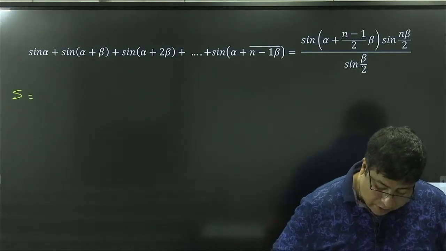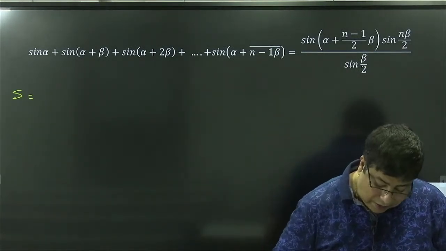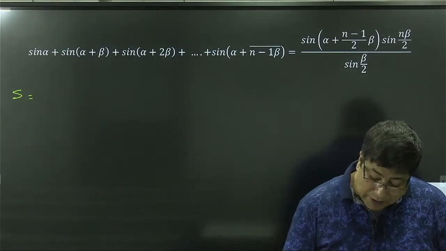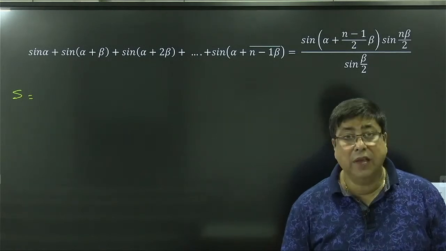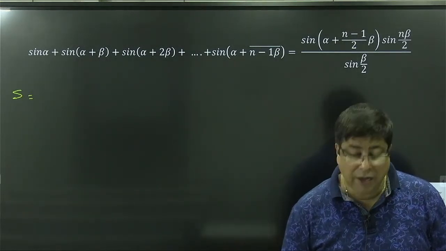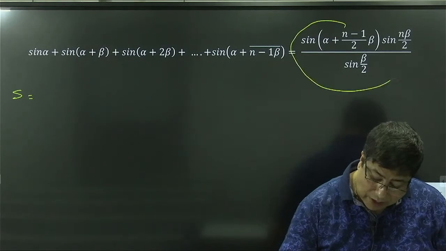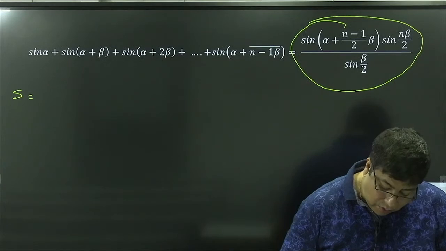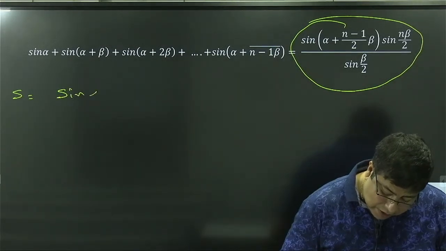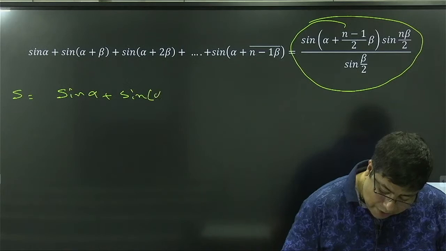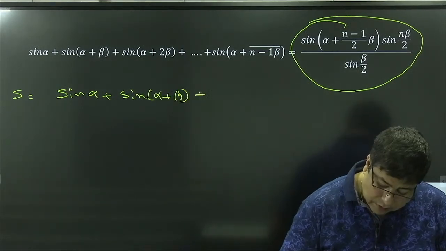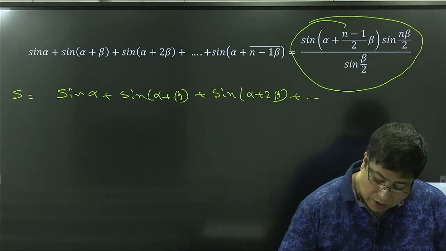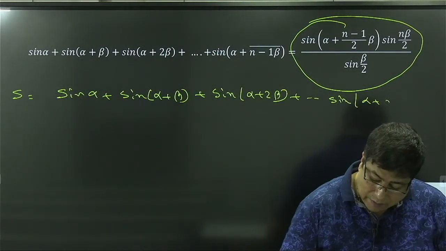So let A be equal to sine alpha plus beta plus sine alpha plus 2 beta, and so on, up to sine alpha plus n minus 1 into beta. It means there are total n terms. You have to learn it, everybody; it is extremely important for sine and cos. Once again I am writing the total series: sine alpha plus beta plus sine alpha plus 2 beta plus dot dot dot sine alpha plus n minus 1 into beta.